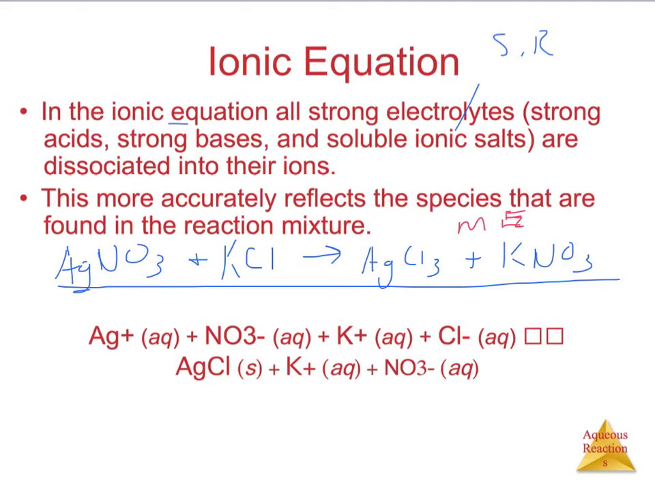So AgNO3, that's our molecular. Then here, what we did, we looked at our solubility rules, we looked at the strong acids, strong bases, and we said, okay, AgNO3 is going to break into that and that when it's in solution. KCl, because it's soluble, is going to break into the K ion and the chloride ion in solution. As we looked at our solubility rules, we saw that chlorides, when it's with silver, is not soluble.